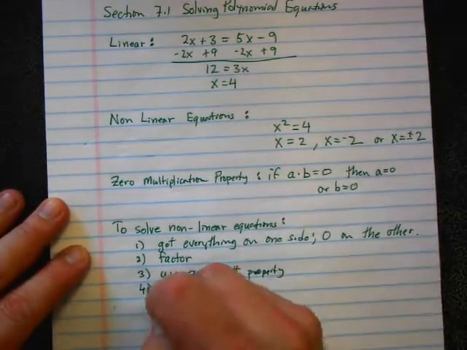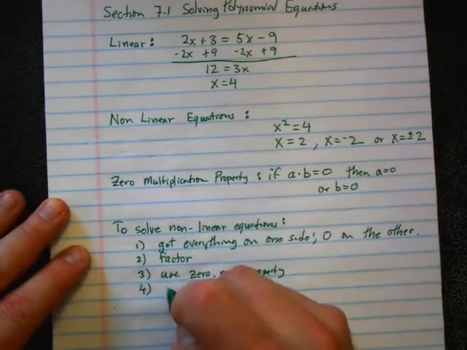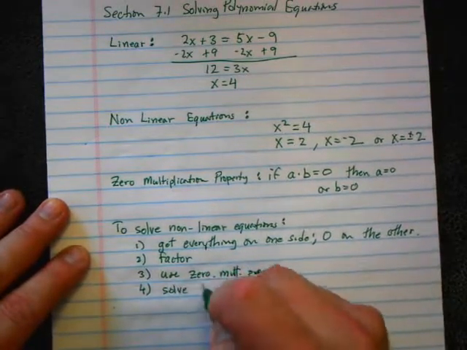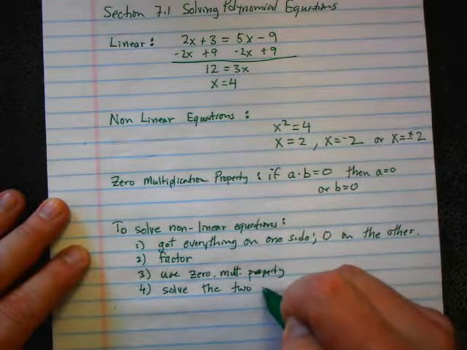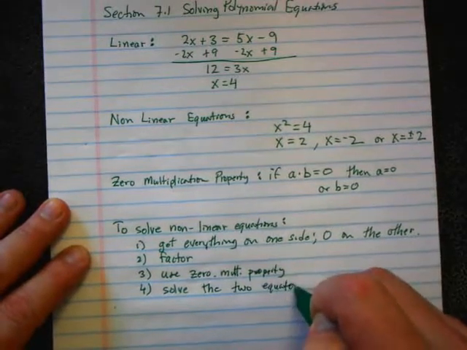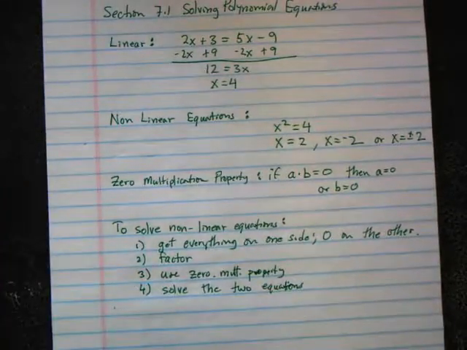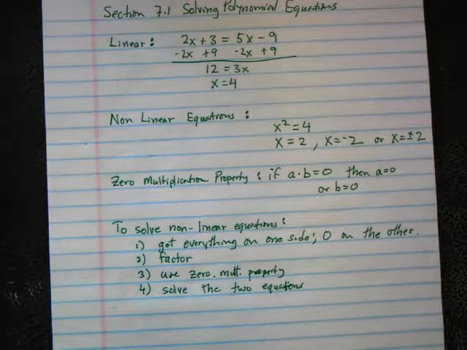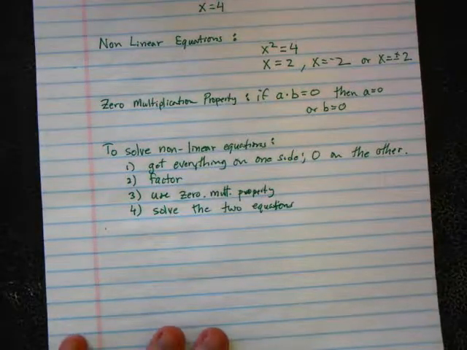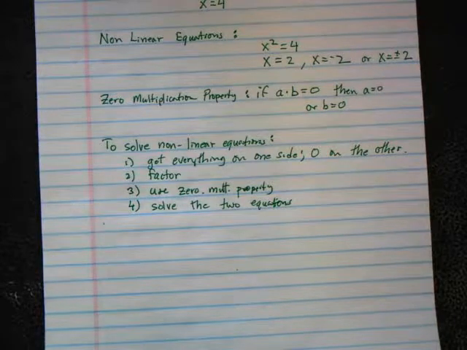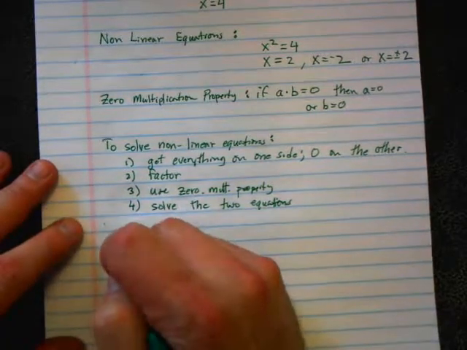And step 4, what Sterling said, is we were going to have two equations. Solve the two equations. Okay, so again, the key is the process is very different from linear. Linear you do one way, anything nonlinear you do completely a different way. All right, so here's an example.